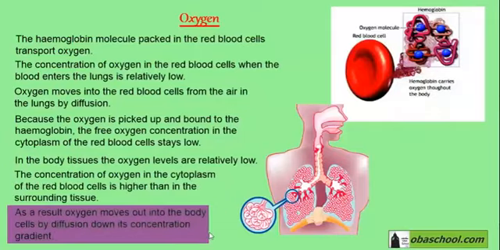So what happens now is that oxygen is going to move from the blood in the capillaries surrounding the tissues of the body, and it moves into the tissues down the concentration gradient by diffusion. This is how oxygen is delivered to the body cells from oxygenated blood.